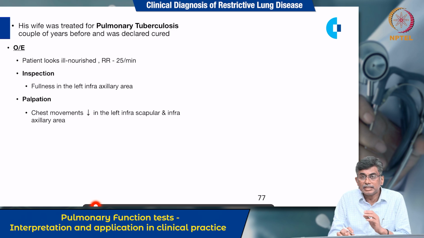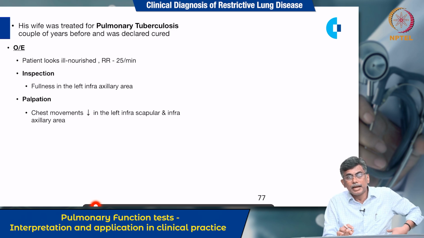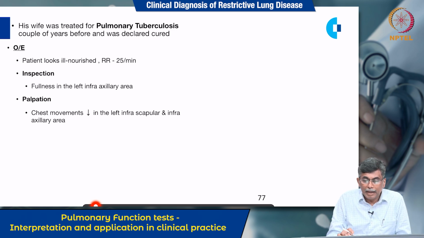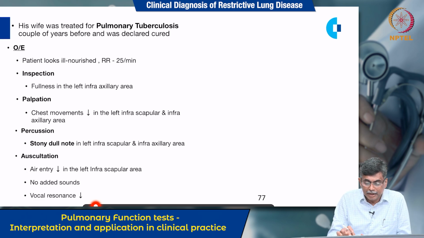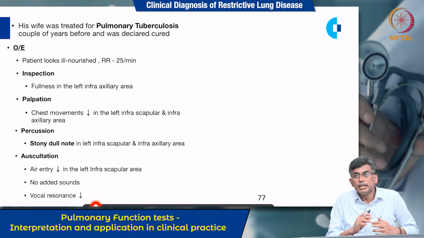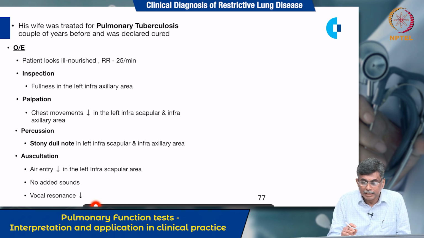Inspection shows fullness in the left infraaxillary area. Palpation-wise, there is a decrease in the chest movements in the left infrascapular and infraaxillary area. Percussion-wise, there is a stony dull note in the left infrascapular and infraaxillary areas. So stony dull note is very important to pick up pleural diseases. Auscultation-wise, air entry is decreased in the left infrascapular area.